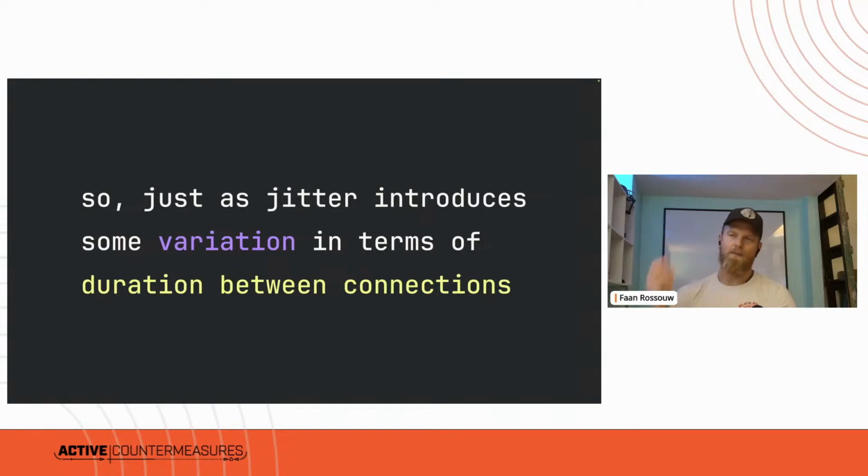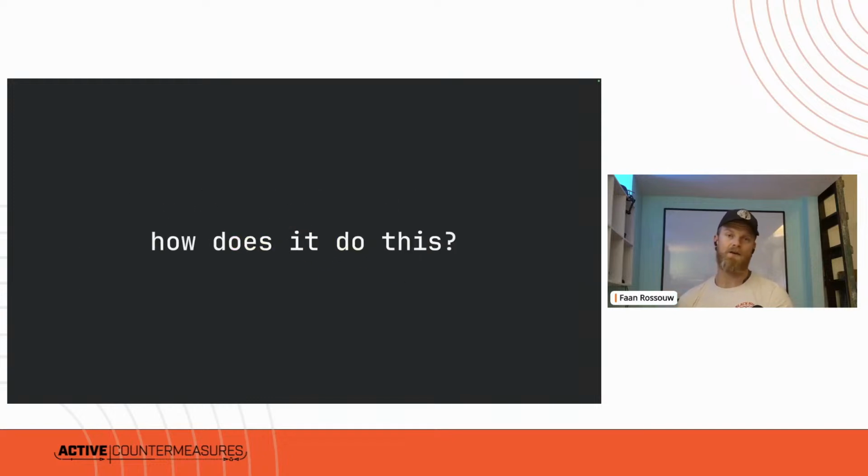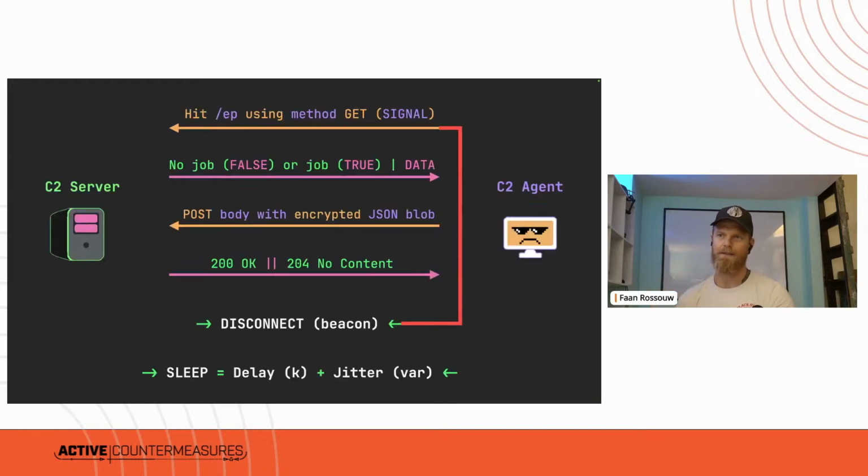So just to summarize, just as jitter introduced some variation in terms of the duration between connections, data jitter introduces variation in terms of the data transferred in a session. So how does it do this? Even though we're defenders, and this is more explaining how it's happening from the attacker's point of view, I always love to understand what we're looking at. So we're going to do a quick high-level overview of how it actually happens.